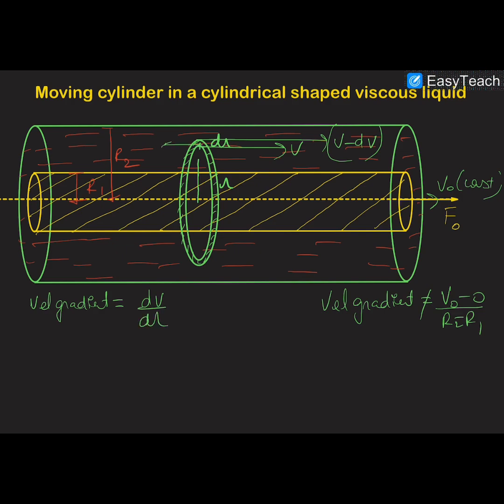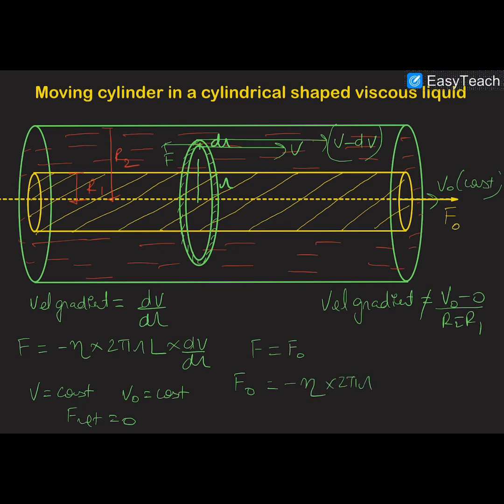and the viscous force acting will be in the backward direction, and this viscous force will be minus eta into area, which is 2 pi r l, where l is the length of the cylinder, into the velocity gradient dv by dr. And as we know that v naught is constant, all the layers will be moving with constant velocity, and hence the net force will be 0 on each cylinder. And we can say that the viscous force will be equal to the external applied force F naught. So F naught will be equal to minus eta into 2 pi r l into dv by dr.